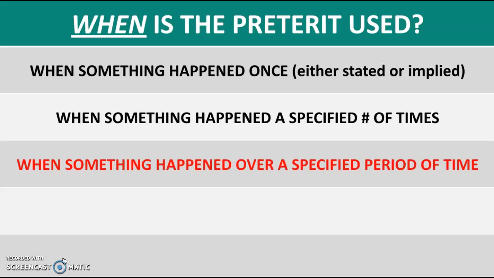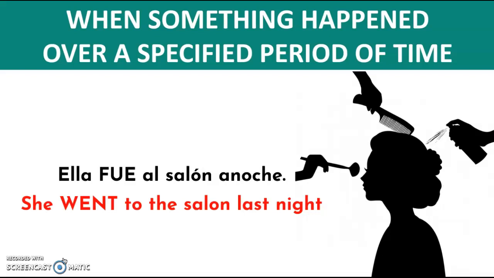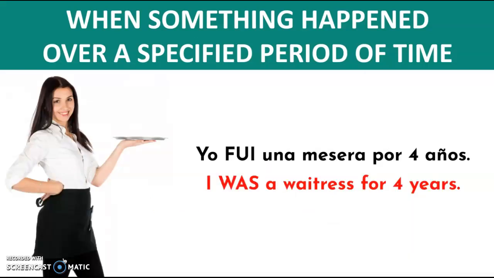Our next one is when something happened over a specified period of time. So looking at our example, ella fue al salón anoche. She went to the salon last night. So last night is our key clue to tell us, hey, this is the preterite tense. Another example, yo fui una mesera por 4 años. All right, I was a waitress for 4 years. 4 years is a specific period of time.